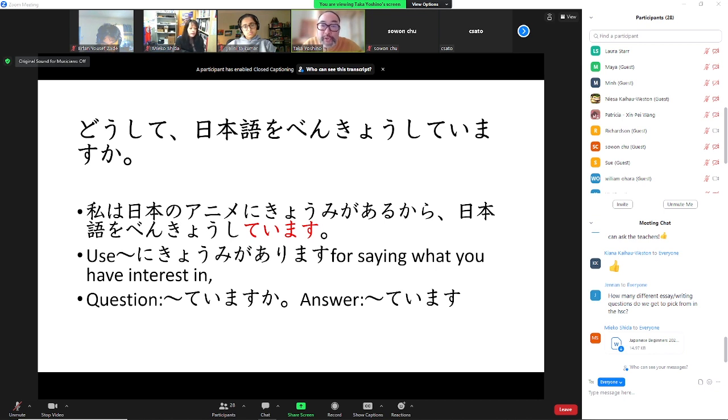Okay, so make sure you listen to the question until the very end, because the very end contains if it's negative or positive or past tense or present tense, those kind of information. And of course, you can use the ending of the sentence to answer the question. If the question is te imasu ka, and then the answer is take off ka and say te imasu. Right?